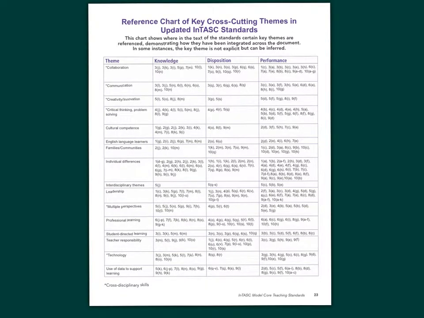I should probably say a few words about this too. This is a good reference chart for the cross-cutting themes in these standards. So you can see that, if you're looking at the theme for collaboration, here are the cross-cutting standards, okay? And they're all laid out for you. The kinds of knowledge, the kinds of dispositions, and the performances that one would observe. We can look down here to English language learners. Here's the knowledge. Here's the disposition, here's the performance. So this is a key chart too, and it will help you in thinking about, again, what these standards look like in practice.